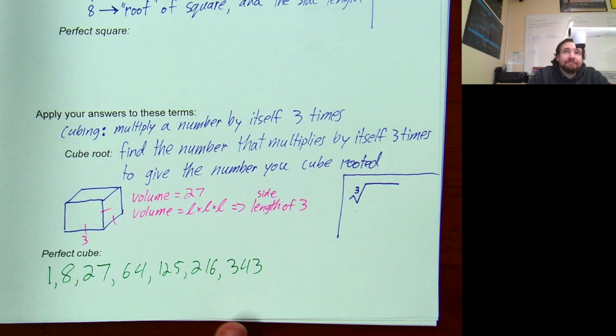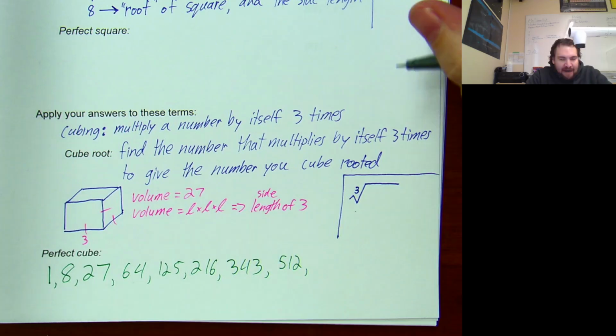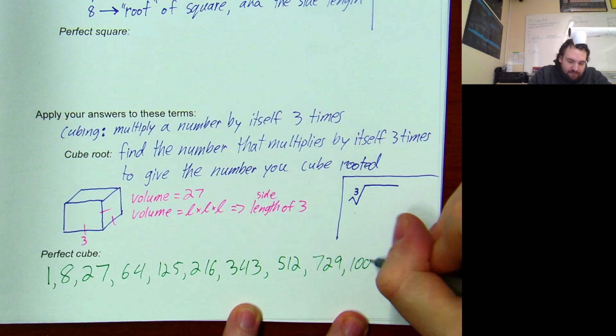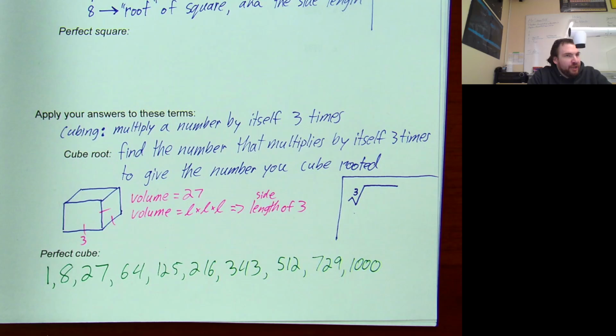8 cubed is 512. Another number you computer people should know. 9 cubed is 729. 10 cubed is nice and easy again. 1,000. These are the first 10 perfect cubes. I want you to know them. Memorize these. Or be able to compute them very quickly.